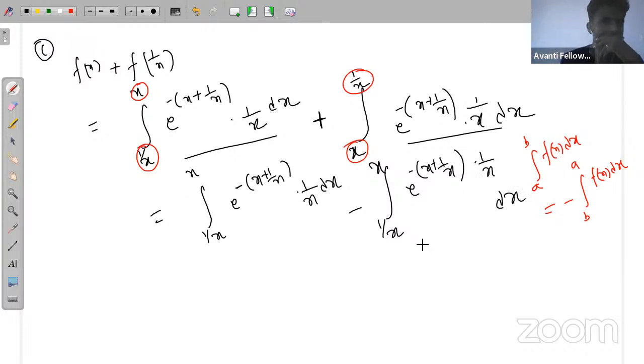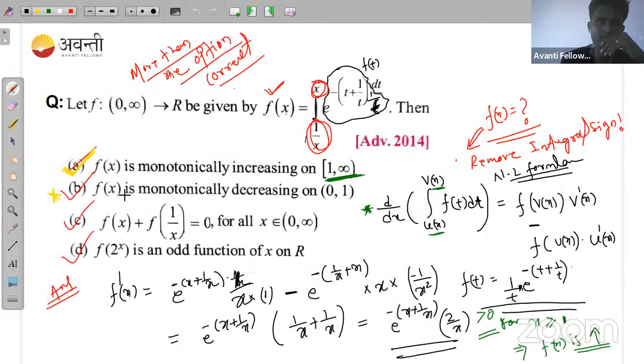Okay. So now you can check it. Both are the same, right? They are the same thing. That is equal to 0. I can directly say that 0. So option C is true. Yes or no? Understood? Is it understood?